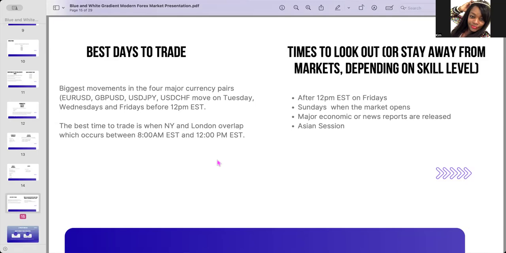The biggest movements in the four major currency pairs, which are EUR/USD, GBP/USD, USD/JPY, USD/CHF, happen on Tuesdays, Wednesdays, and Fridays. Now, I try not to trade on Fridays unless I see something. If I see something happening, I'm gonna try to get in it. But I usually try to get out before the market close. Usually it is more of a scalp or day trade on a Friday.